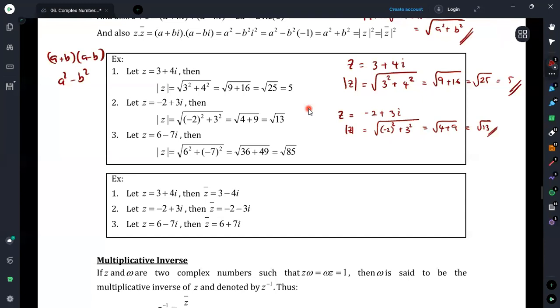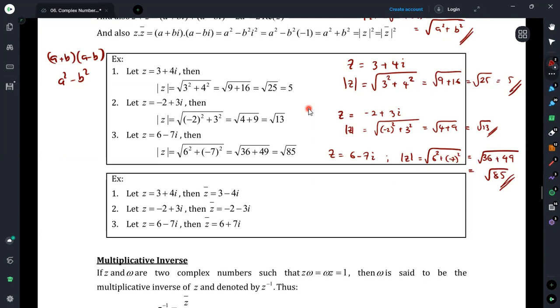Then for the third example, z is equal to 6 minus 7i. If we take the modulus of z, we'll get 6 squared plus minus 7 squared. 6 squared is 36, plus minus 7 squared, which is 49, and altogether we have to add them and take the square root. The addition of 36 and 49 gives 85, and we'll get the square root of 85 as the modulus of z equals 6 minus 7 times i.